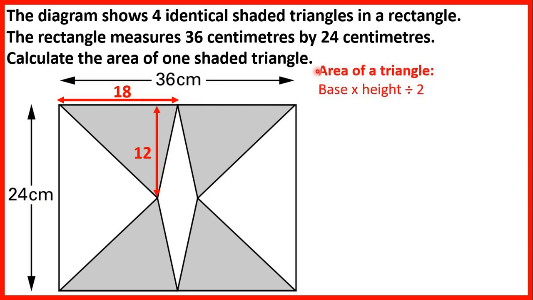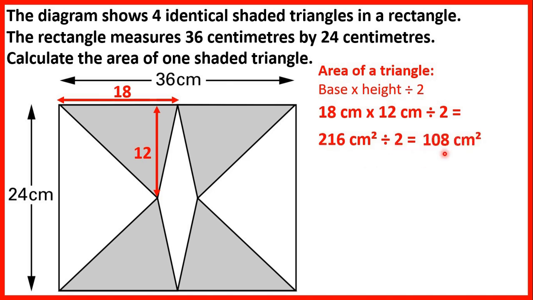So to find the area of a triangle, to find how much space a triangle takes up, we multiply the base by the height and then divide by 2. So we can work out 18 times 12, which is 216. We'd need to use short multiplication here, and then we can divide that by 2 to get 108 centimetres squared for the area of one shaded triangle.